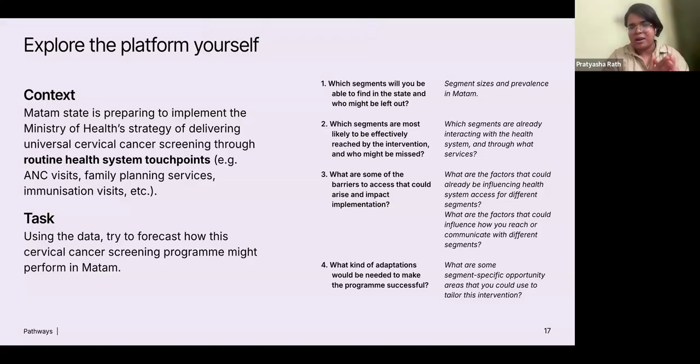So we have a scenario from Matam State in Senegal, who is preparing to implement a cervical cancer screening program. And we are trying to ask you, how do you think this cervical cancer screening program might work in Matam? There are a few questions that you could also look at, and in our next session, we could convene, and maybe if you have some pointers, you could share that with us. I'll stop here. Amanda, over to you.